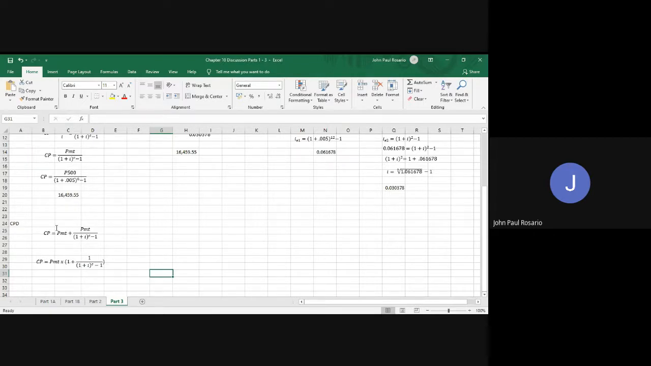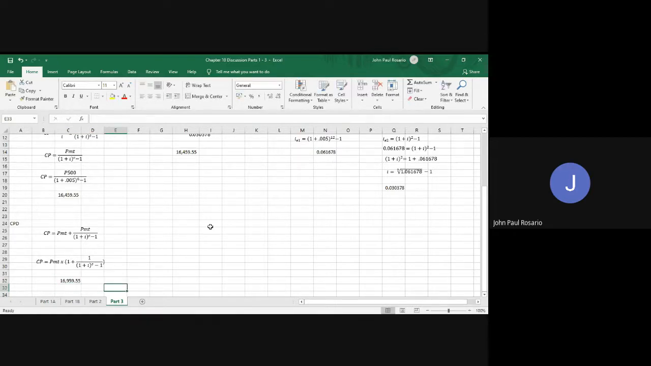Payment times, because payment divided by payment is 1 plus, and this one divided by payment, the payments cancel and 1 remains, and then the denominator will be the same. So with that, you will get 16,959.55.